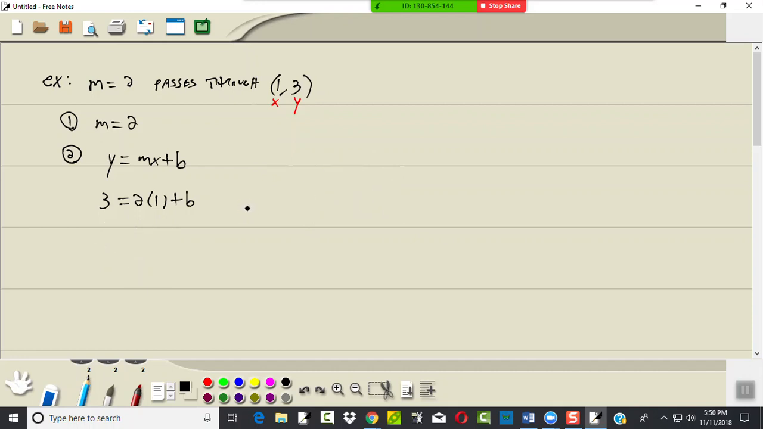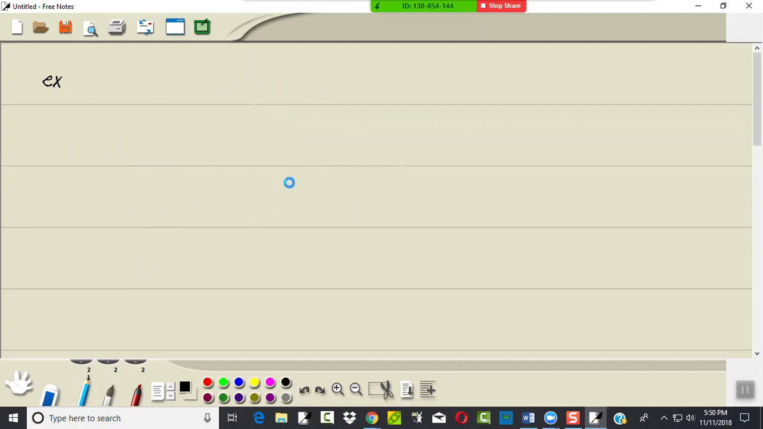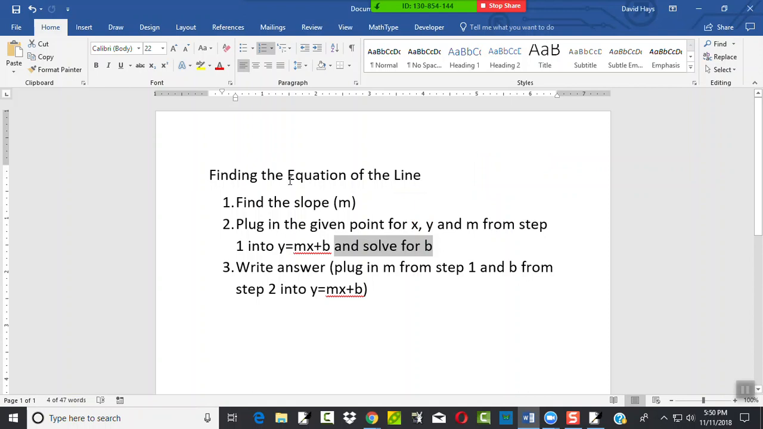Now, not always will they give you the slope. Let's say it passes through (3, -2) and (5, 1). Now, steps are still the same. Step 1 says to find m.